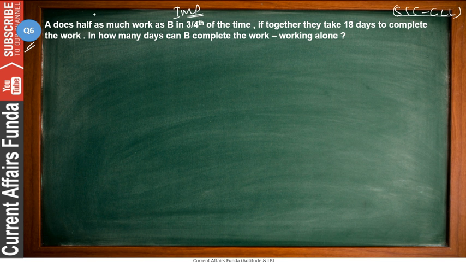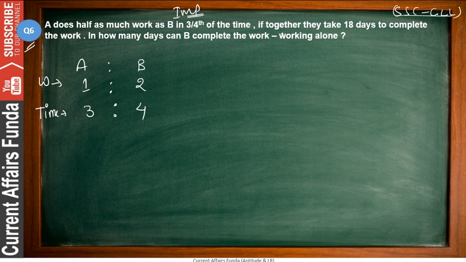So first of all, read the question very carefully. A does half as much work as B in 3/4 of the time. That means there are basically two entities, A and B. If we are talking about the work, A does half the work, that means B is doing 2 units, then A will be 1 unit. And the time taken is 3/4 of the time. That means A is taking 3 and B is taking 4. So work is given as half, time is given as 3/4, the A and B relation.